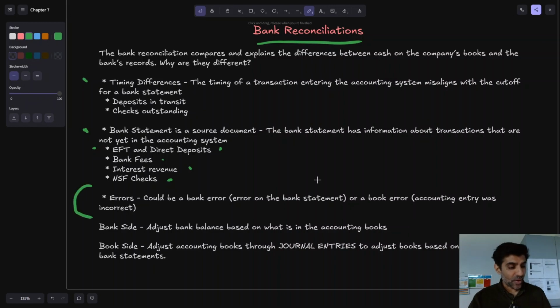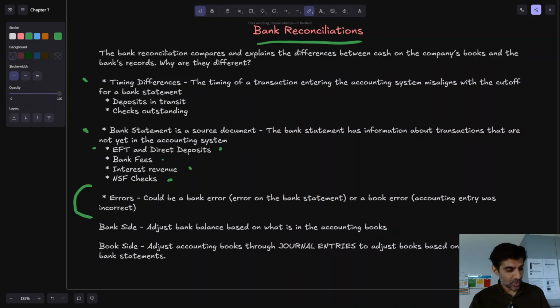And it could be that there are errors. There could just be some mistake that you made. Maybe you debited $100 to cash because you collected some money, but the check was for $1,000 and you just made a typo. That would be a case where the correction has to happen in your accounting books, because the correct amount was 1,000 and you only debited 100. It could be that the bank made a mistake too, and your accounting system is correct, but the bank made an error. So errors could go either way. You don't know which side is wrong.